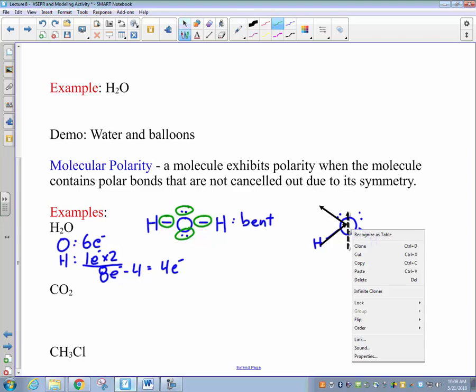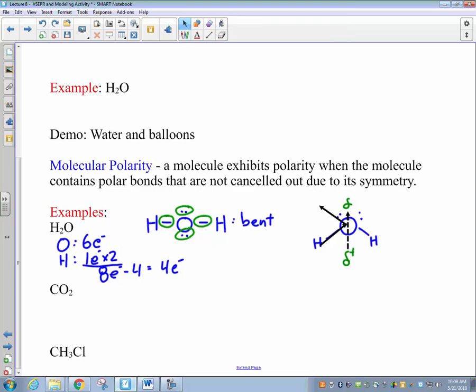And as such, the sum of the vector dipole moments here gives me an overall molecular dipole with a partial negative charge on the oxygen side of the molecule and a partial positive charge on the hydrogen side of those molecules. And as a result, because there's a net vector dipole moment, we say that water itself is a polar molecule.